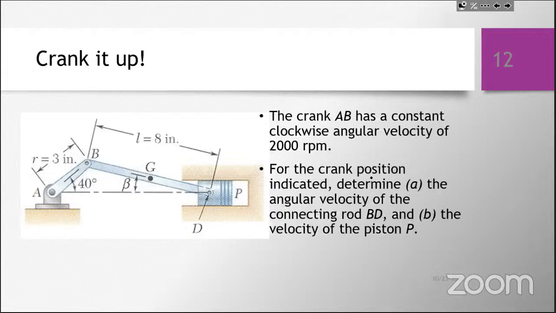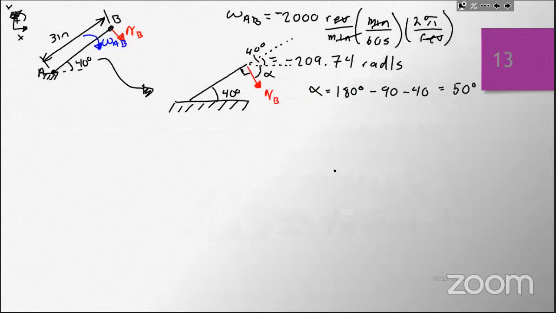We're going to have to use general plane motion to describe the motion of BD. As this rotates, the point G is going to move translationally somewhere in space, but the entire bar itself is also going to be rotating. So if we need to figure out V sub B, V sub B would be omega AB times R, which is 209.4.